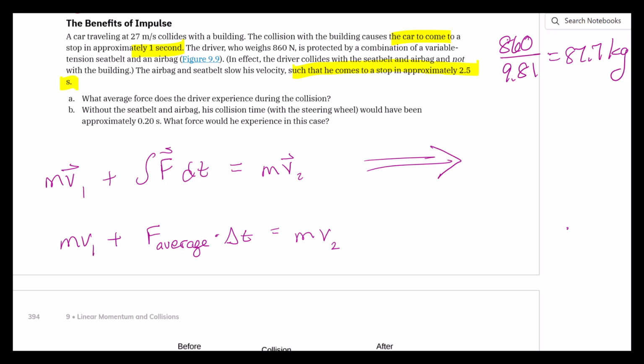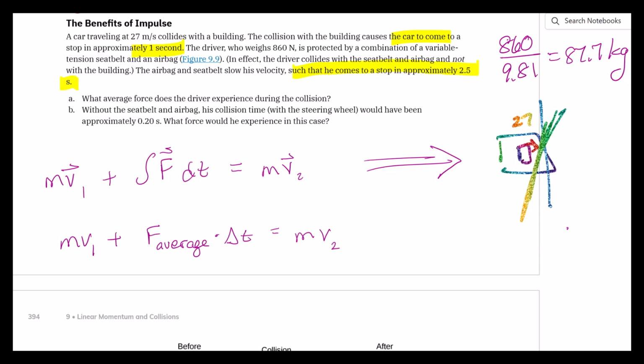I think that's kind of the thing, right? So the car stops. So the car's velocity is 27, but his velocity is still 27 until he hits the seat belt, and then the seat belt stops him 2.5 seconds later. Okay. And I think that's kind of the whole point of airbags and seat belts, is they slow the velocity down.